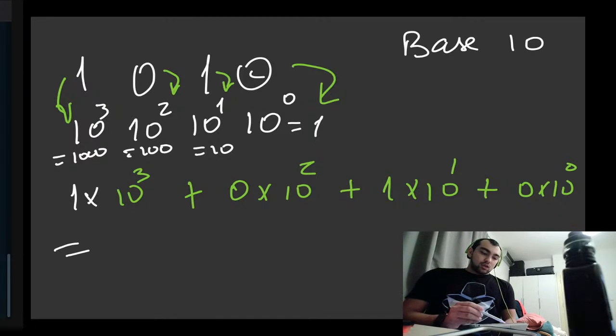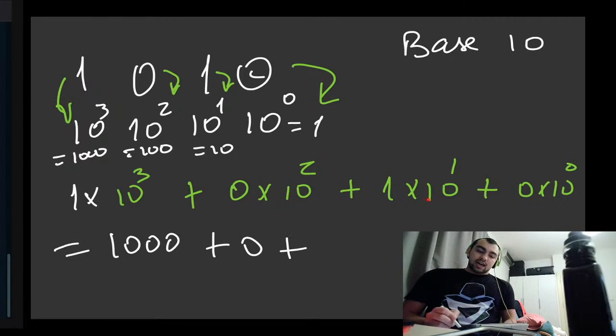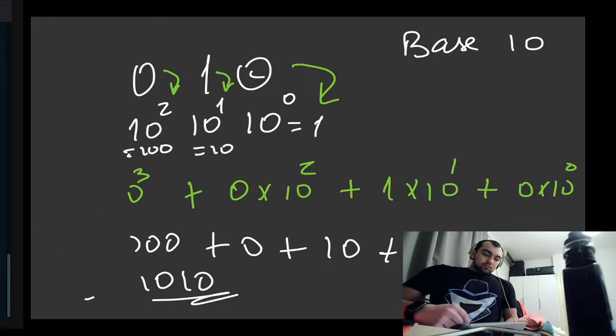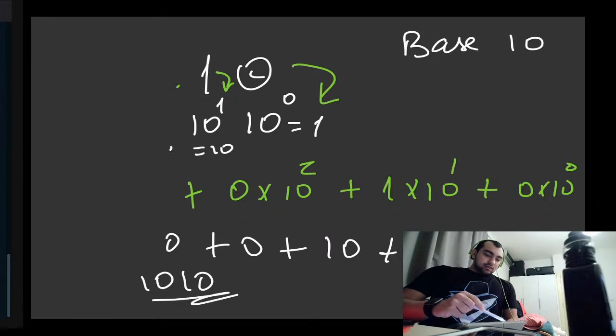So 1 times 10 to the power of 3 is 1,000. Plus, well, 0 times any number is 0, plus 1 times 10 to the power of 1, which is 10, plus, again, 0 times something, 0. So this equals 1010. So this is your number, right? And this is the same thing in any base, except the difference is, instead of having 10 here, you have your base.